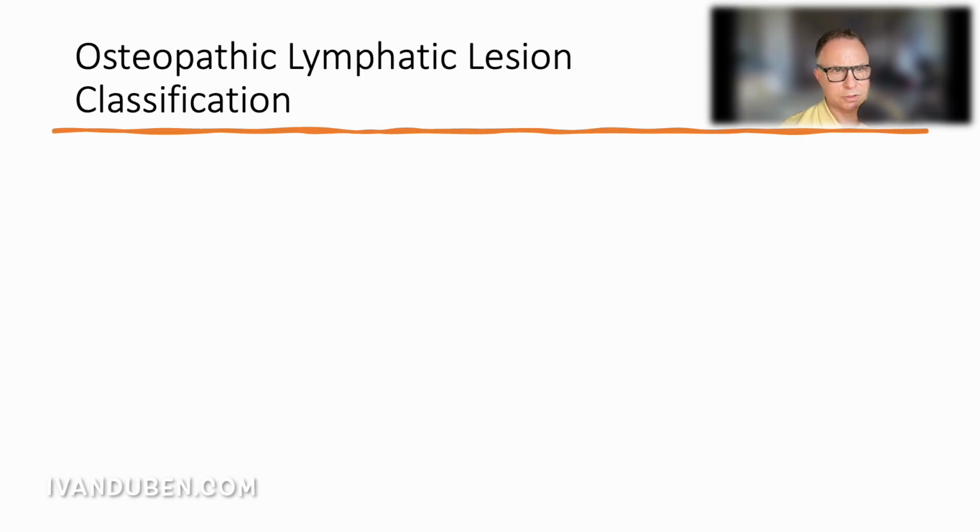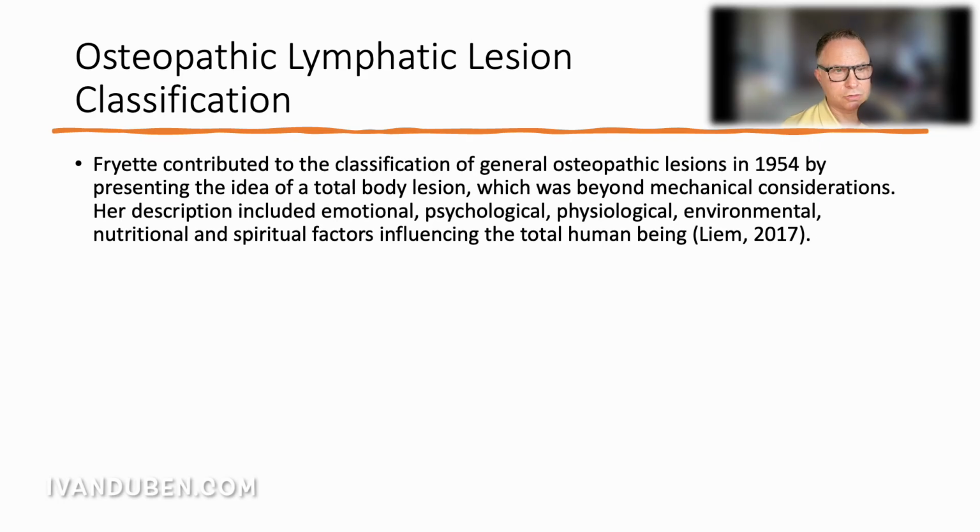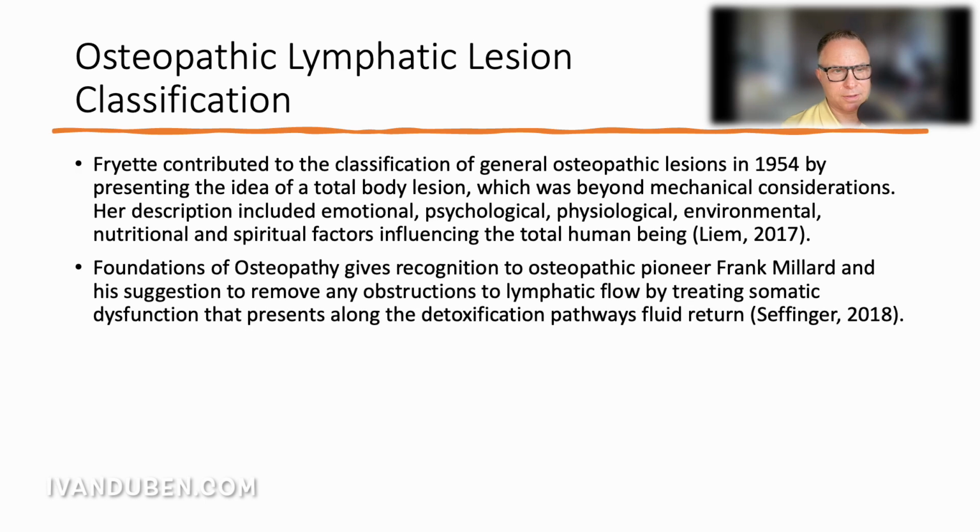If we're looking at osteopathic lymphatic lesion classifications, Frymann contributed to the classification of general osteopathic lesion in 1954 by presenting the idea of a total body lesion, which was beyond mechanical considerations. Her description included emotional, psychological, physiological, environmental, nutritional, and spiritual factors influencing the total human being.